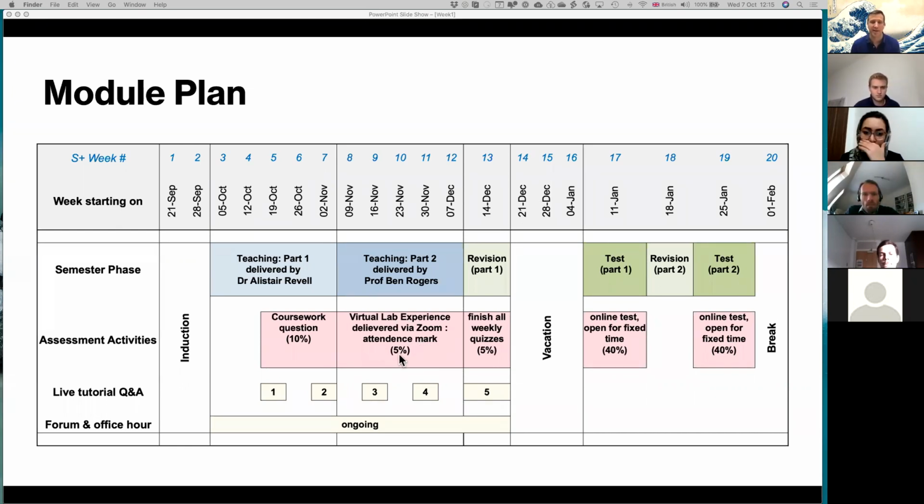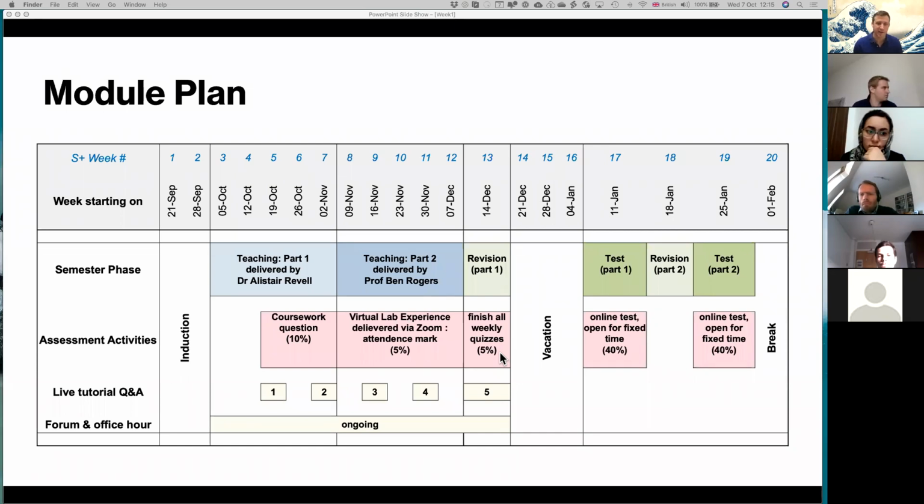This will be assessed just by a turn up and participation mark, and those that engage will get their 5%. And finally, as you'll see, this is an 80-20 split. The last 5% of the coursework is going to be awarded to people that have finished all of the weekly quizzes, and a little bit more about that later.